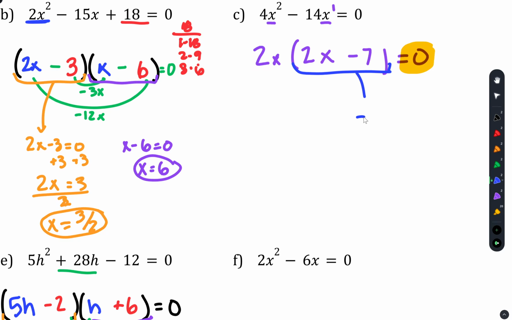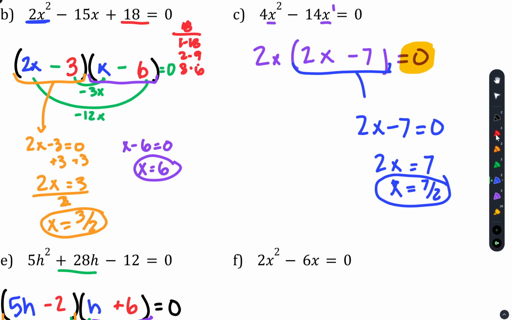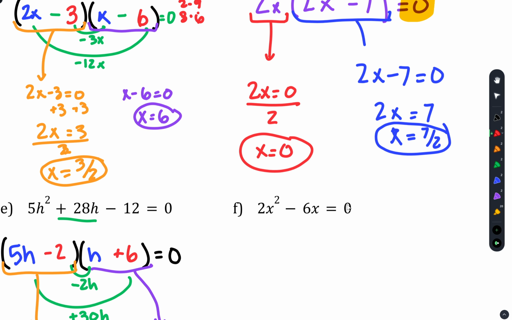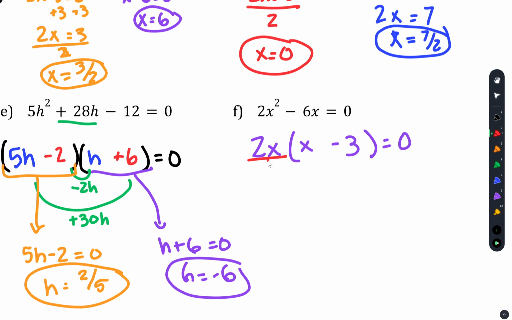Clearly, I can do this part. So then this is 2x equals 7 and x equals 7 divided by 2. What's the other side? We take this GCF and 2x equals 0. When I divide 0 by anything, x equals 0. What about F? What's my GCF for F? Let's do it real fast. 2x. What's left? 2x minus 3. Just an x minus 3. So 2 solutions. 2x equals 0, so x equals 0. And x minus 3 equals 0.